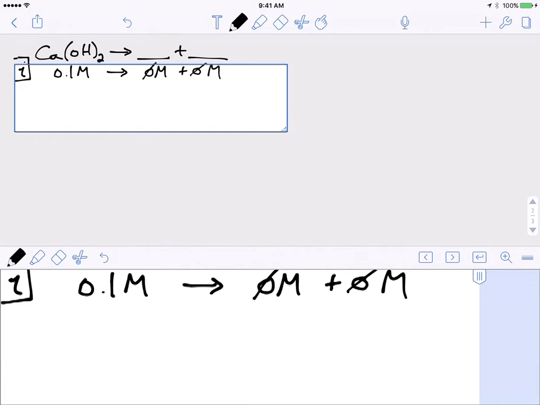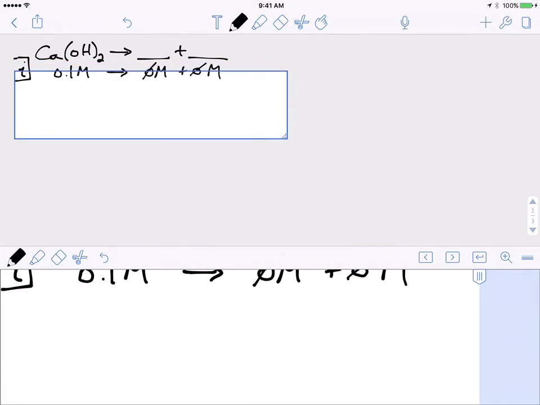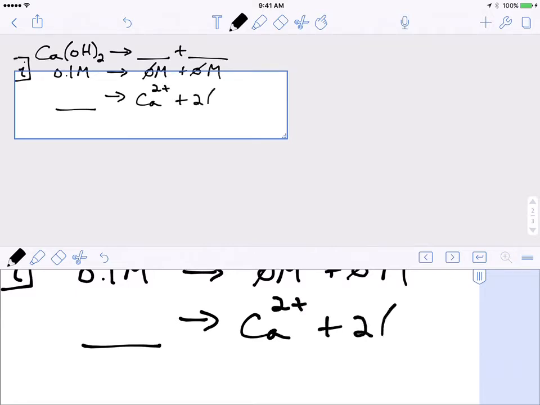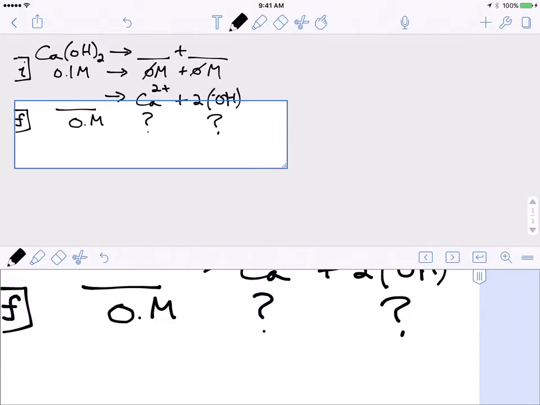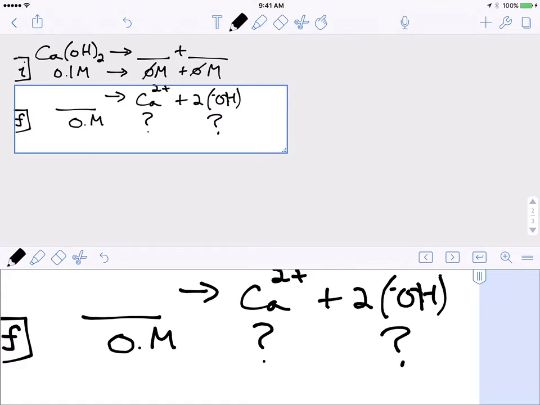Excellent. Okay, so net ionic equation, our calcium breaks apart. Eventually, I produce calcium ion plus 2 OH minus. Now, I have nothing left over here. So my final concentrations, well, I have 0 reactants left. And how many moles of calcium do I have, and how many moles of hydroxide do I have? So that's the big question. How do we find how many moles we have?